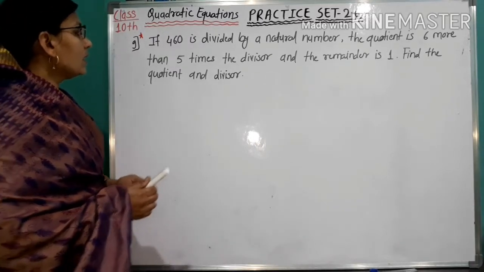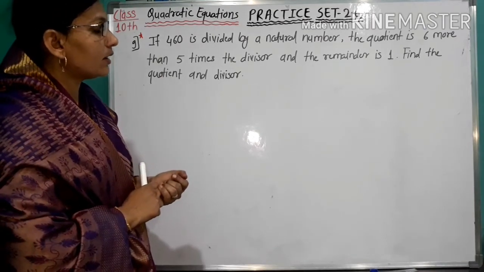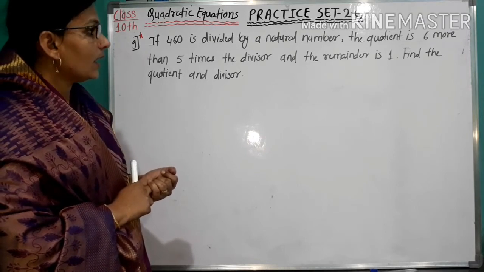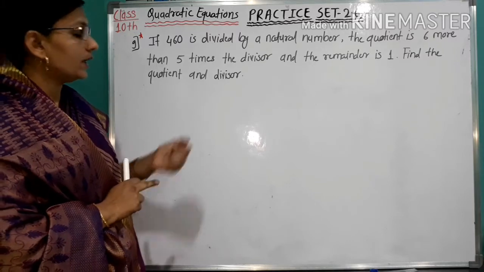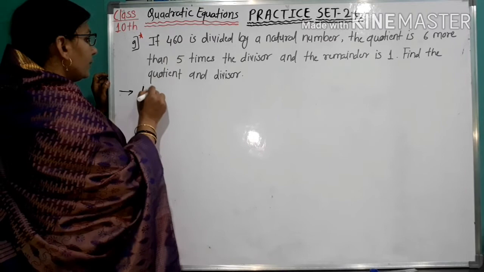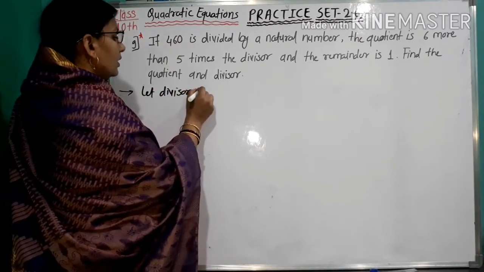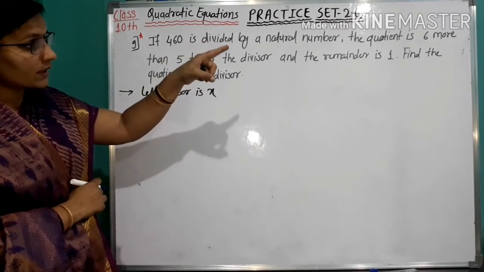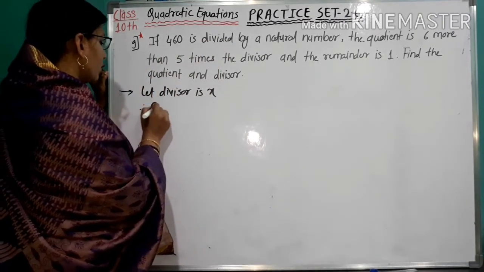Here, example number 9. If 460 is divided by a natural number, the quotient is 6 more than 5 times the divisor, and the remainder is 1. Find the quotient and divisor. Here, let this divisor be x. The condition is that the quotient is 6 more than 5 times the divisor. Therefore, quotient is 5x plus 6.